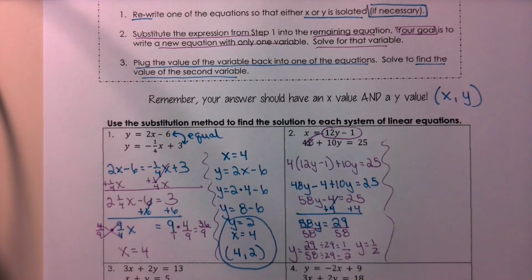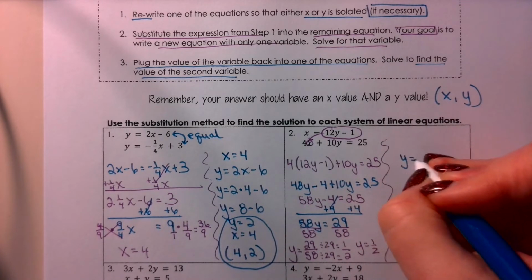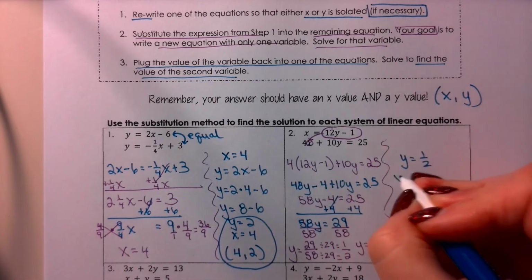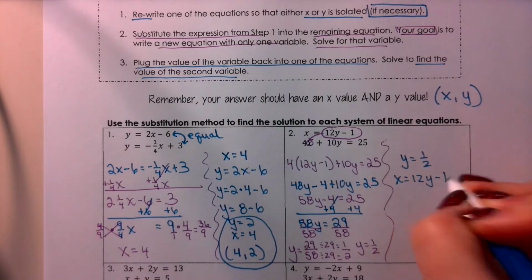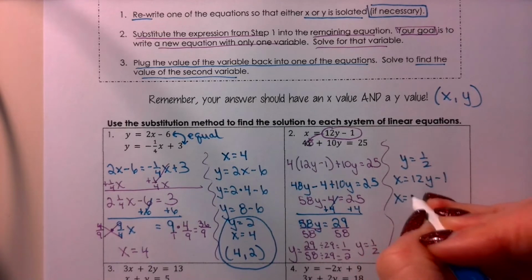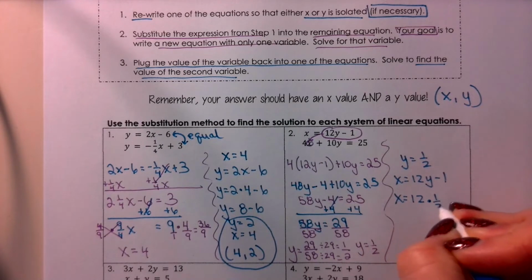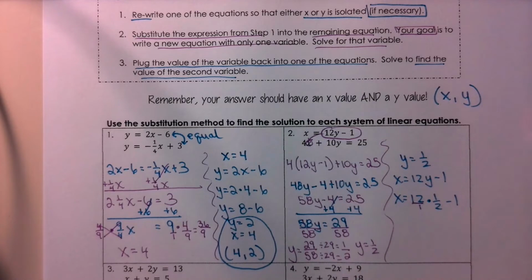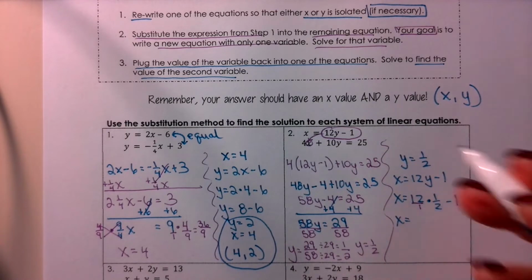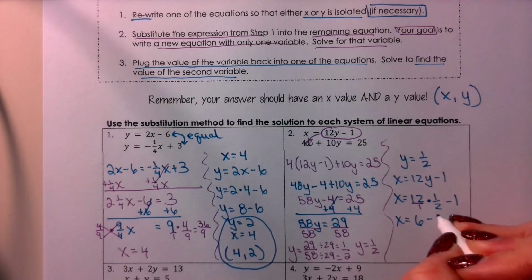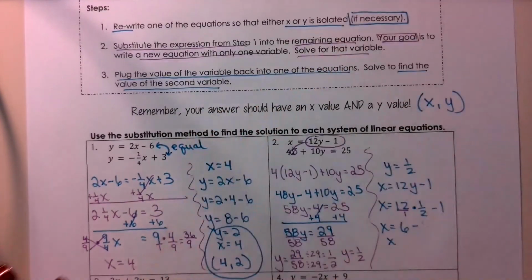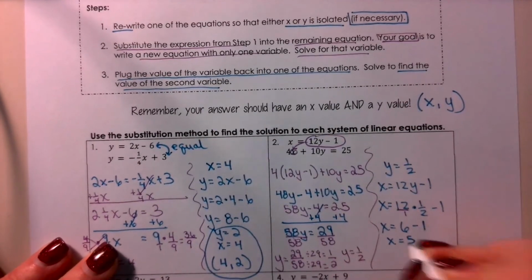Now, time to find x. I'm going to use this equation, x equals 12y minus 1. I will substitute the value I just found. 12 times 1/2 minus 1. If I put that over 1, I get x equals 12 times 1 over 1 times 2, which is 12 over 2. That equals 6. Sorry, I got a little excited about the answer. 6 minus 1, x equals 5.